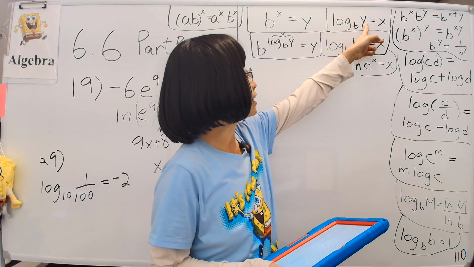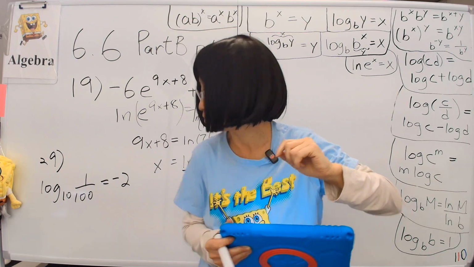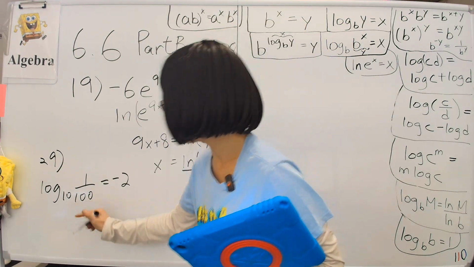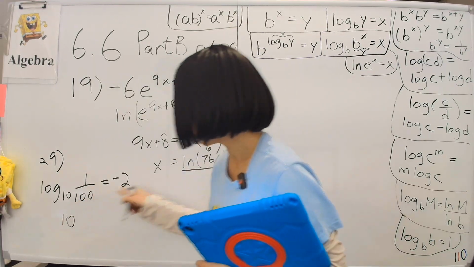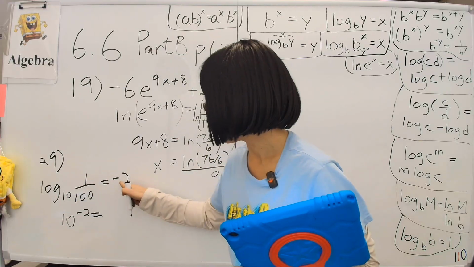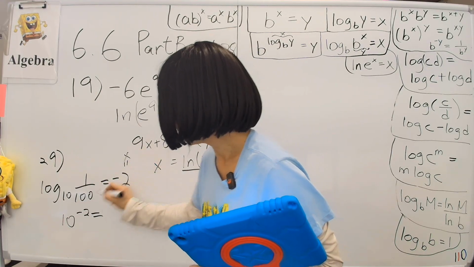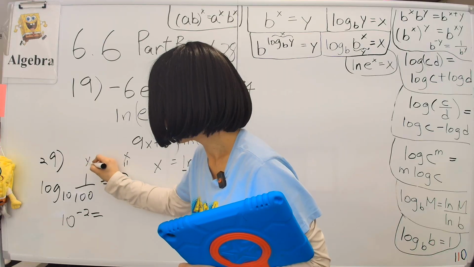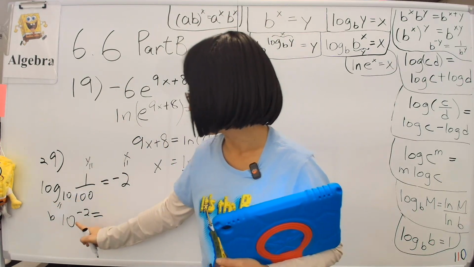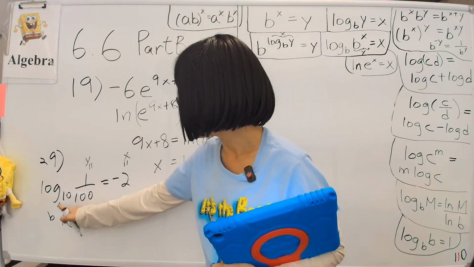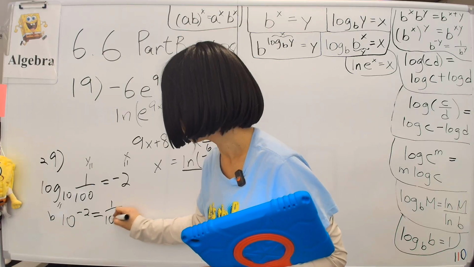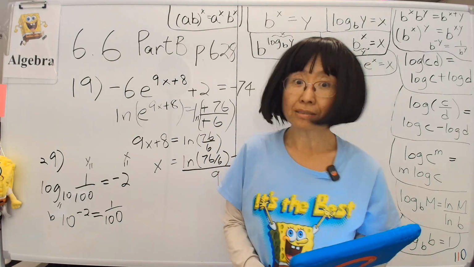And y is 1 over 100, equal to x is minus 2. We need to rewrite it like this. So to do that, 10 raised to the power -2 is going to be equal. So that's b raised to the power x. This is the x in the equation. This is the y in the equation. And this is the b in the equation. So we write it the other way, it will be b to the x equal to y. So 10 to the x, minus 2, equal to y, is 1 over 100. And that is the answer.